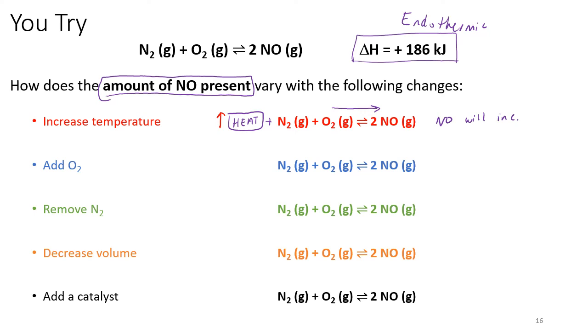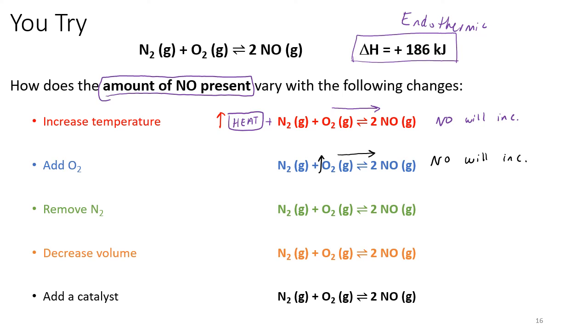If we add oxygen, if we add O2, adding something, in this case, the system knows that there's extra of it and it wants to use up that extra, so it overcomes that stress by shifting away from the addition. In this case, we'll shift to the right or towards the products. So at equilibrium, the amount of nitrogen monoxide will increase.